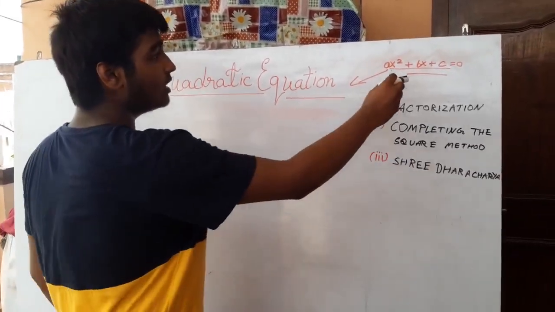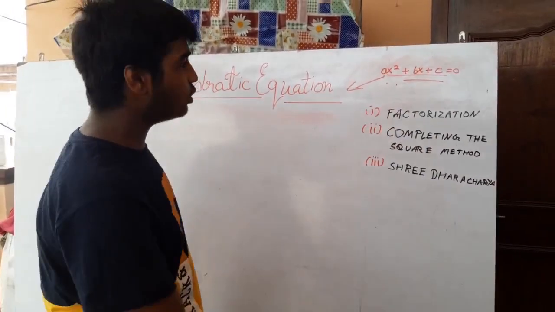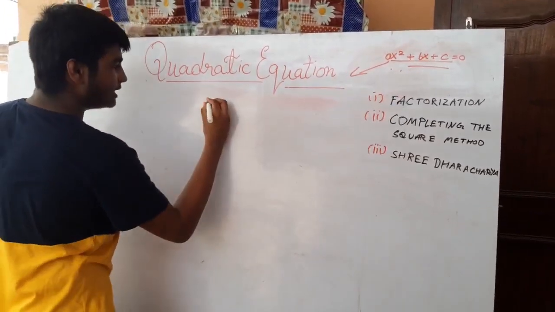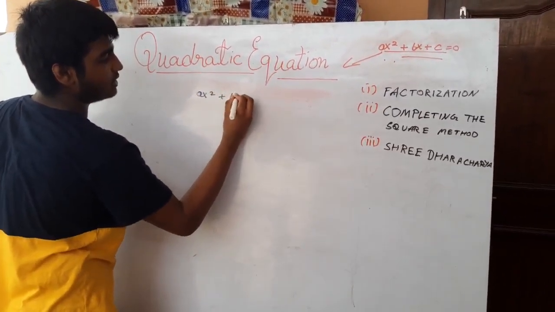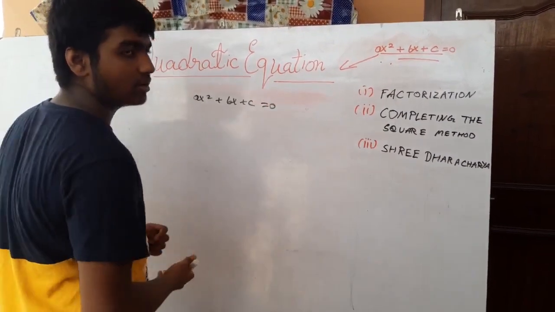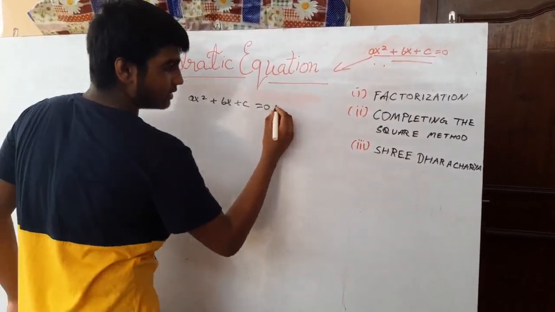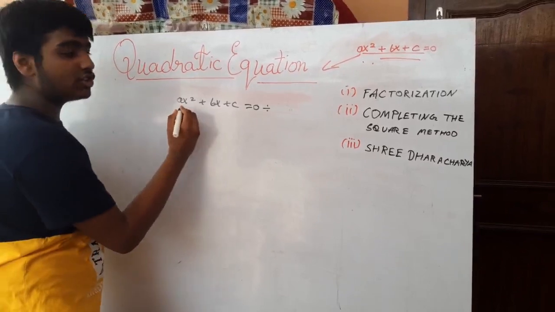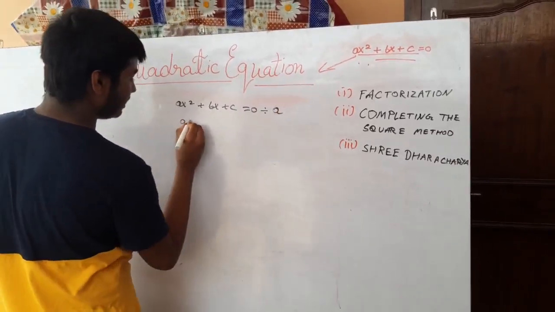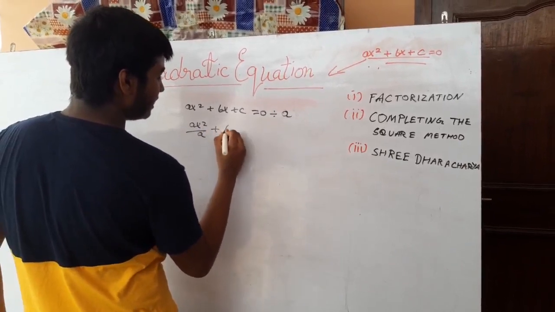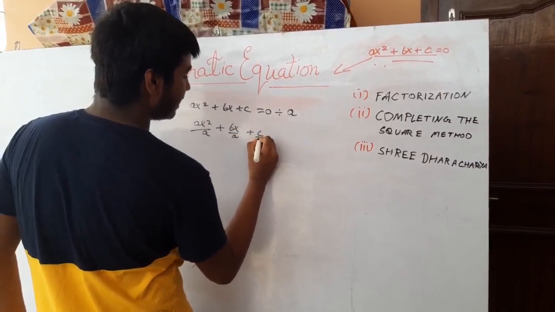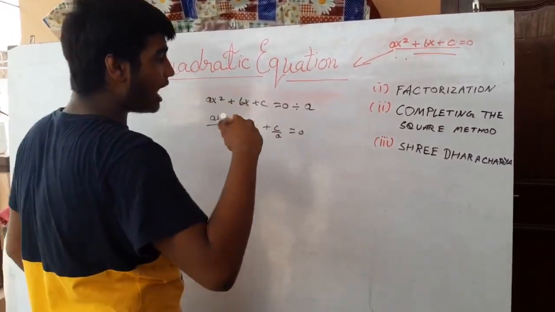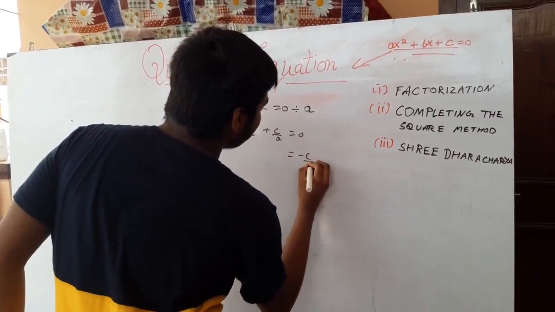So, first we'll write the standard form of quadratic equation. You know that the standard form of quadratic equation is ax square plus bx plus c. This is the standard form of quadratic equation. When we start the completing the square method, in the first line we divide the whole equation by the coefficient of x square. So divided by a: ax square by a plus bx by a plus c by a is equal to 0. Now we'll shift c by a to the RHS of the equal to sign, minus c by a.